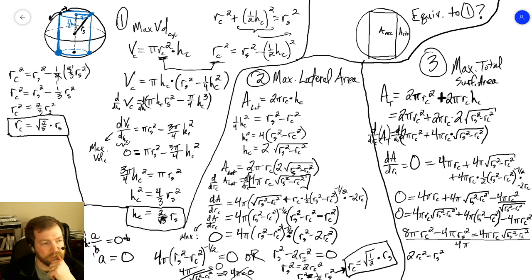So that only works if we were looking for the maximum lateral area. In this case, we're not. We have a completely different objective. So that's going to be something different. All right, it is set equal to, 4 pi is gone, rc times the square root of rs squared minus rc squared.